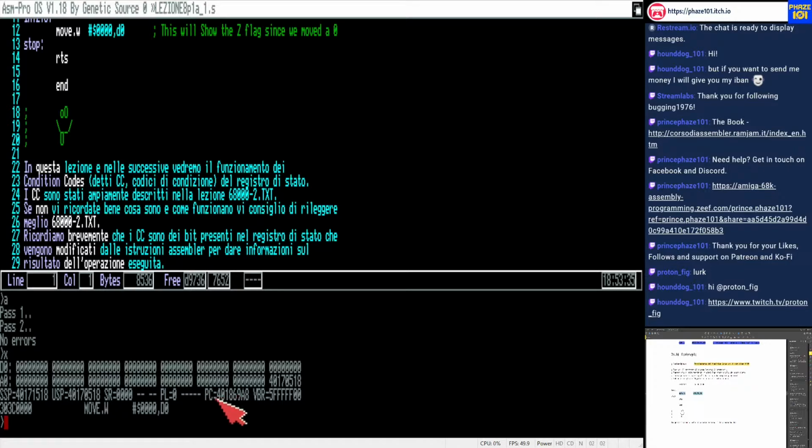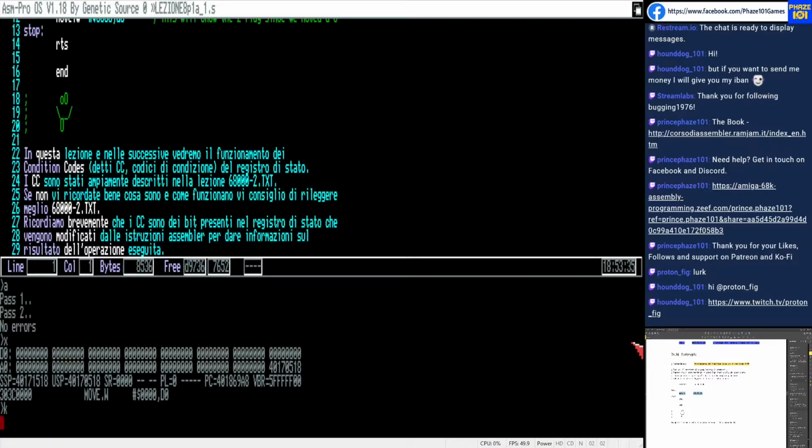This is our program counter, the PC, and the VBR is something we will not use or care about, but it is the vector base register for the 68000, which we won't be touching or discussing. The last line has our instruction, where it is in memory, and what the instruction is going to do. If we do an OK, we execute that line, the move.w.